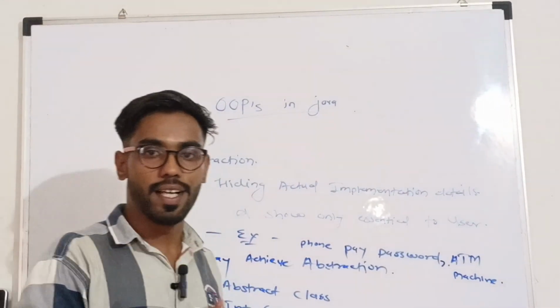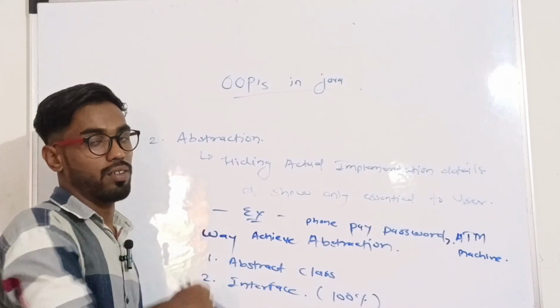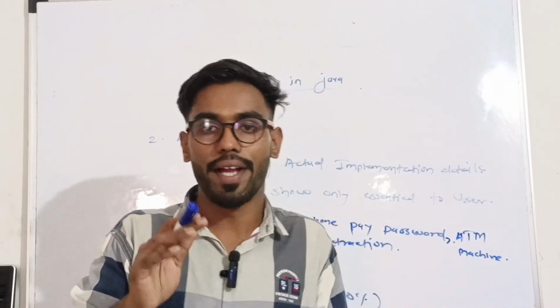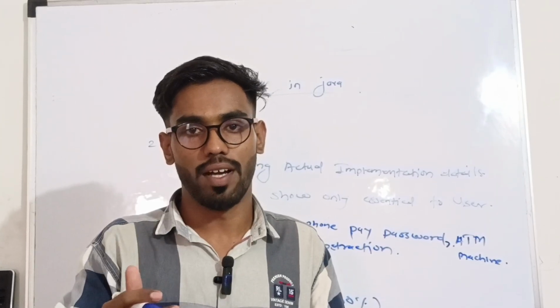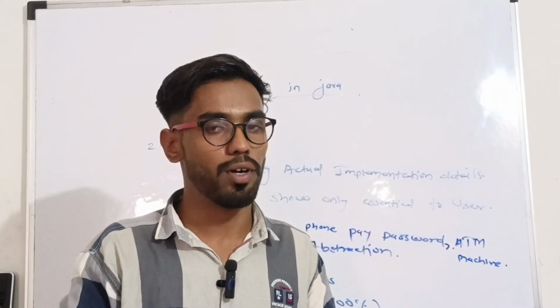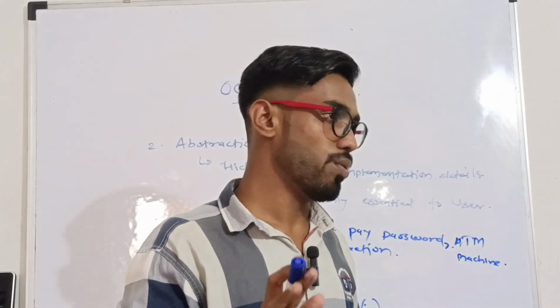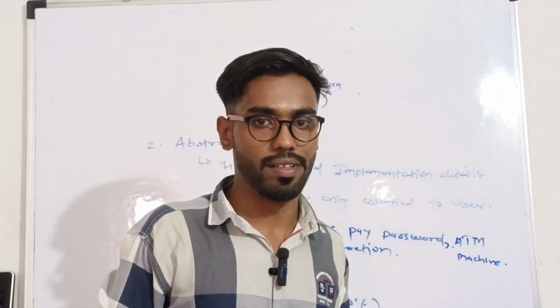Okay, there is a second concept of object oriented programming, that is abstraction. So what is abstraction? Abstraction is nothing but hiding the actual implementation details from the user and showing only the essential information. That's abstraction. So what is the meaning of hiding actual implementation details?